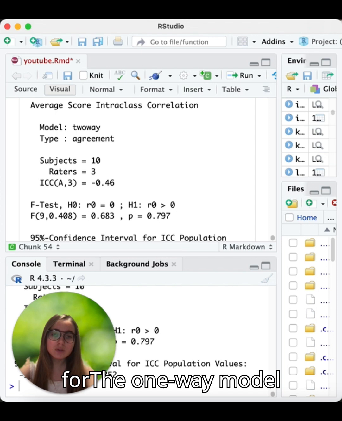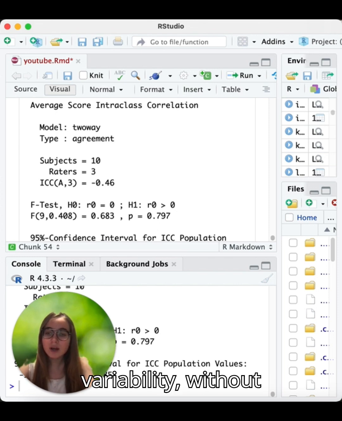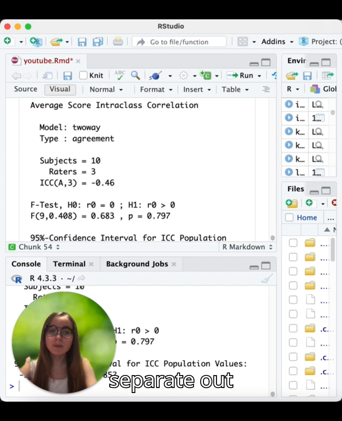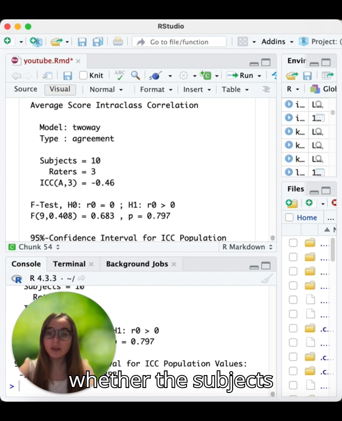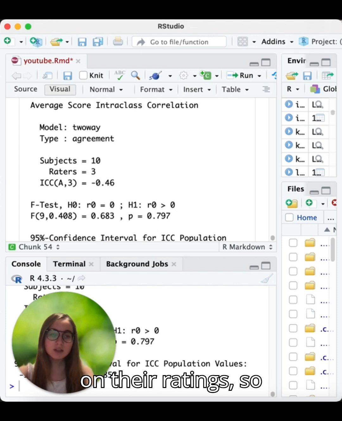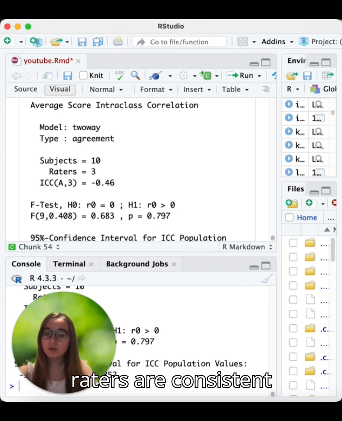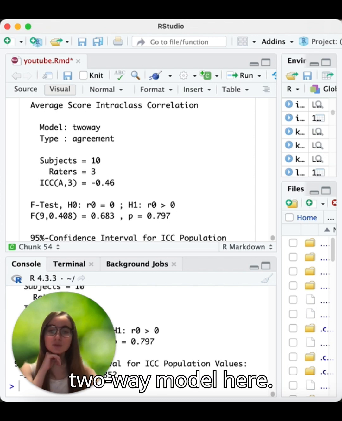The one-way model measures the variability between subjects relative to the total variability without attempting to separate out variability due to differences between raters. It focuses on whether the subjects themselves are distinguishable based on their ratings, rather than whether raters are consistent with one another. Due to this we use the two-way model here.